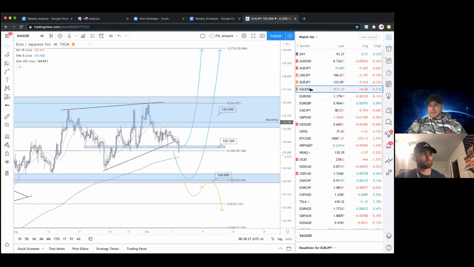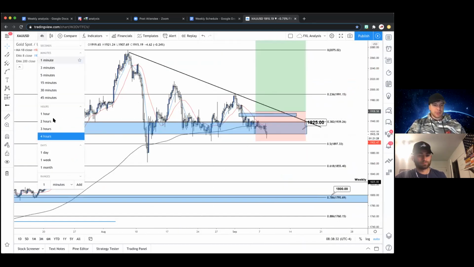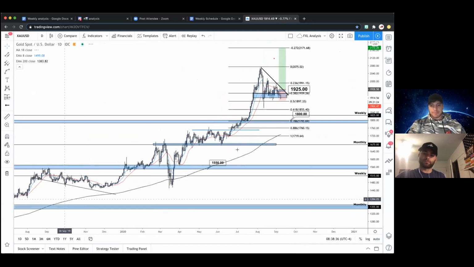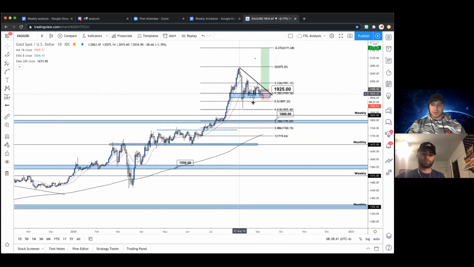Last and not least, we have gold. Daily time frame first, guys, just to go over how bullish this is. Super bullish. Nothing here suggesting bearish movement yet. No breaks of higher lows. We're holding that structure right here at 38.2.